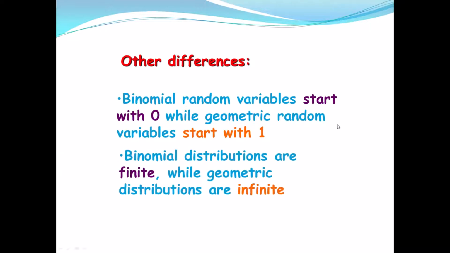Binomial distributions are finite, while geometric distributions are infinite. Strangely enough, they're still both random variables, so even though a geometric distribution is infinite, all of the probabilities still add up to 1. Right? So there are your limits in action.